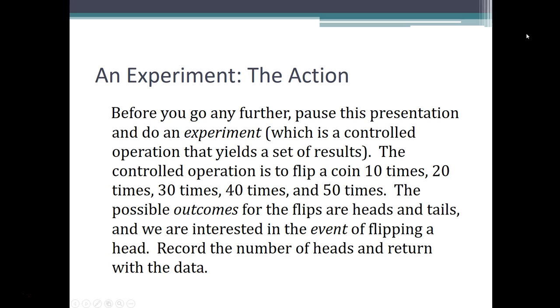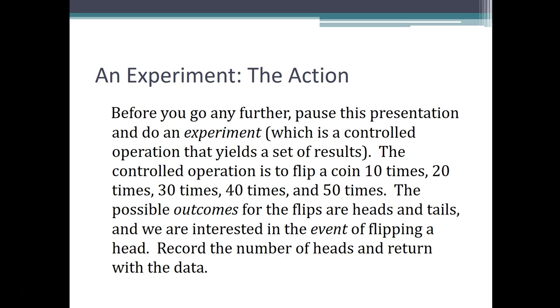Okay, something I want you to do. You thought, oh, she's doing this online. I don't have to actually do classwork. But you are wrong. Before you go any further, grab a coin. And it could be a penny, nickel, dime, quarter, whatever.